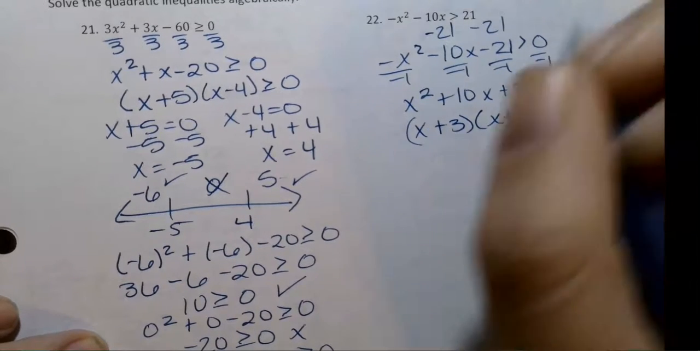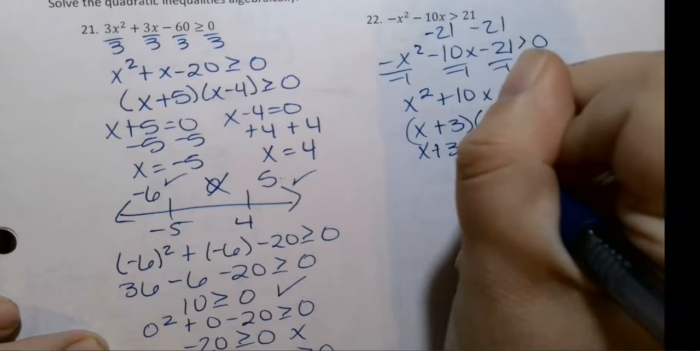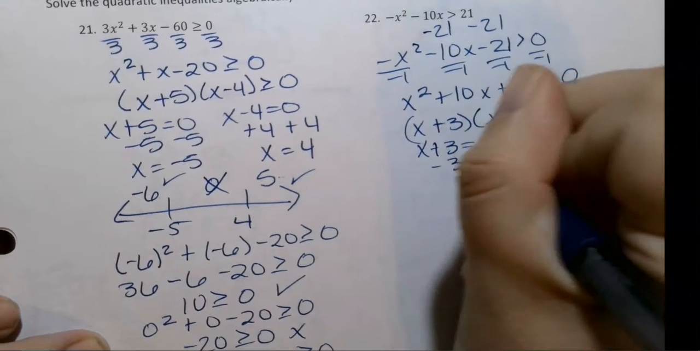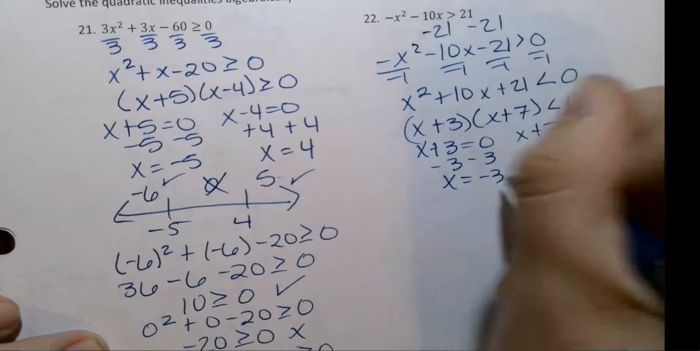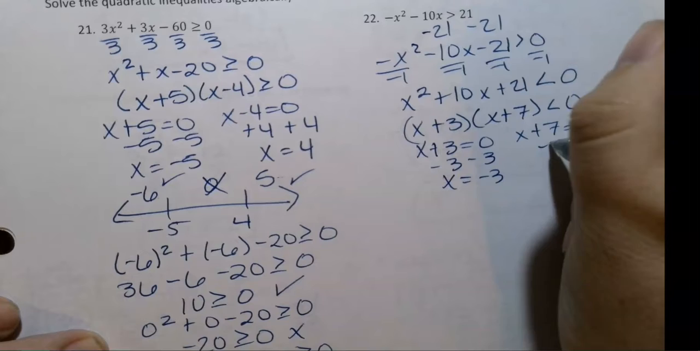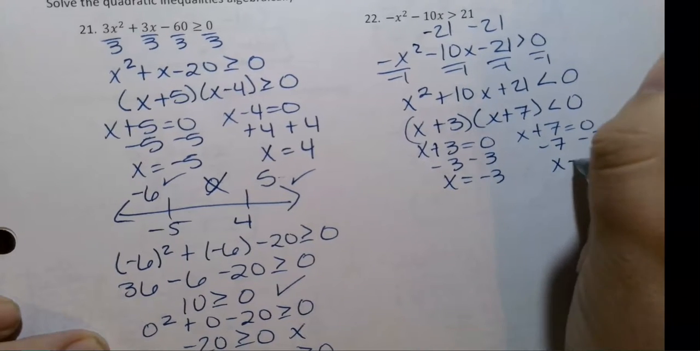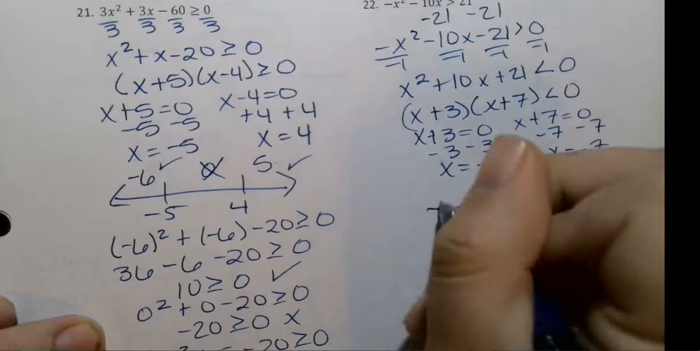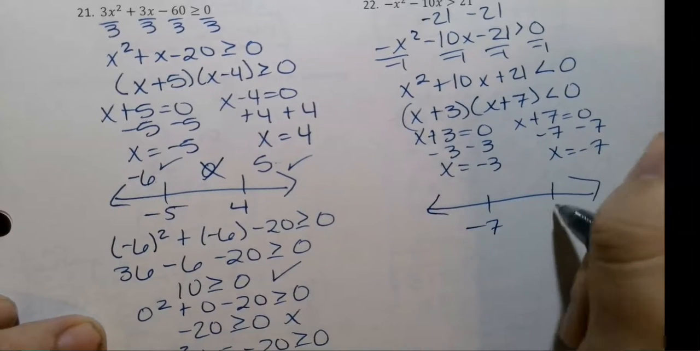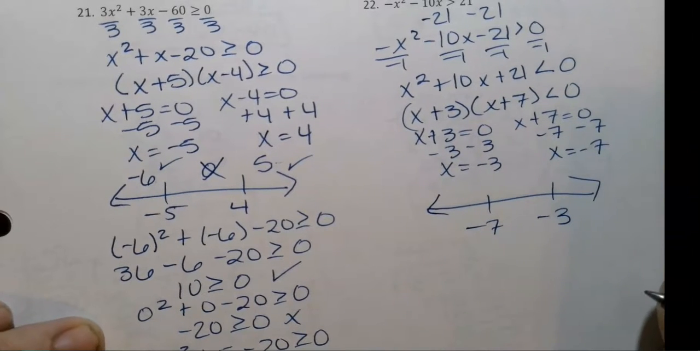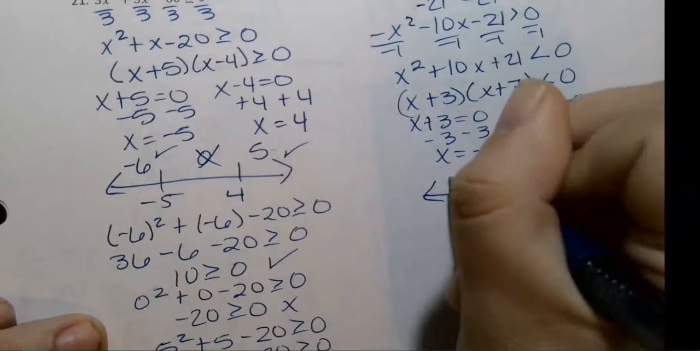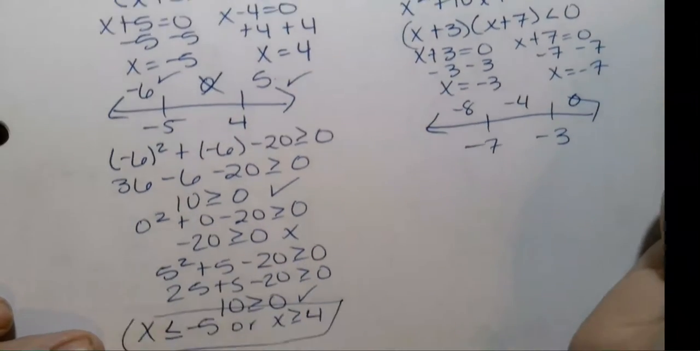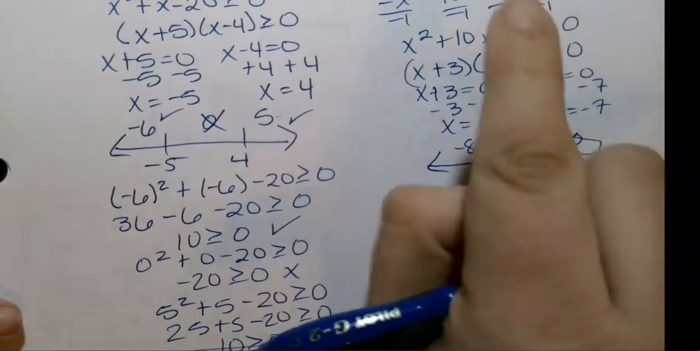I want to go ahead and set those equal to 0 and solve. The first one, I subtract 3 on both sides to get x equals -3. The second one, I subtract 7 on both sides to get x equals -7. I'm going to put these on a number line. -7 is less than -3. Then I want to pick test points. I'm going to do -8, -4, and 0. Then I just want to plug these back into my inequality.